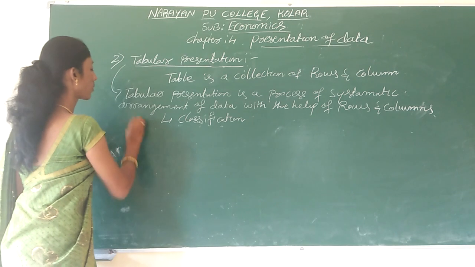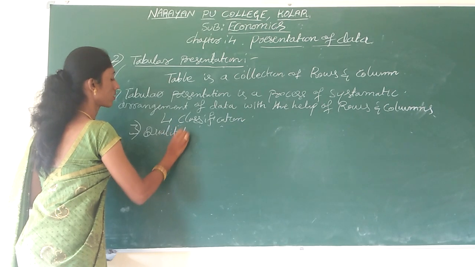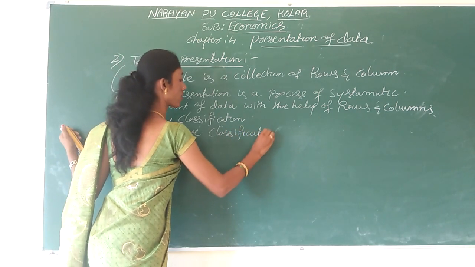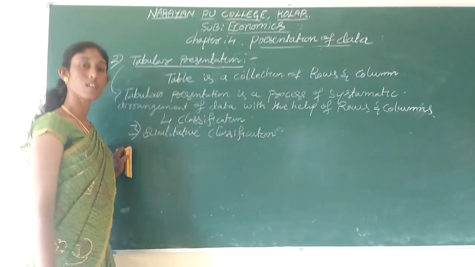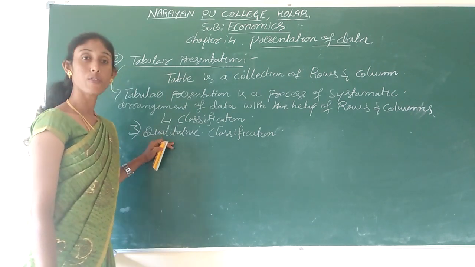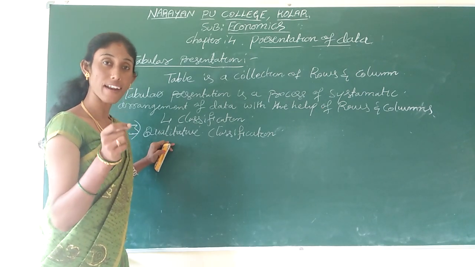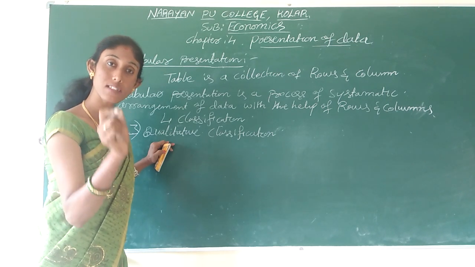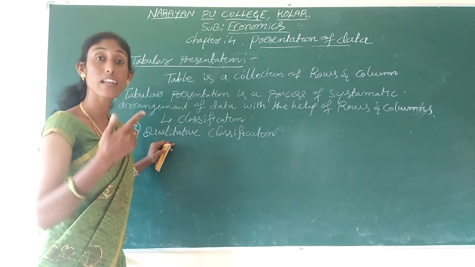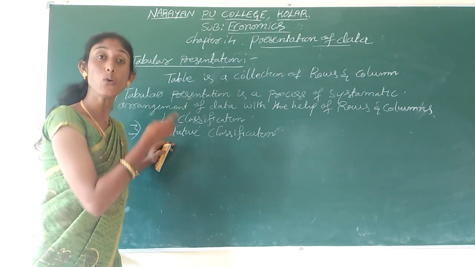The third one is qualitative classification. In qualitative classification, we classify the data based on special characteristics, the qualitative characteristics, like their social status or their physical status or their nationality. If we classify like this, then that will be called qualitative classification.